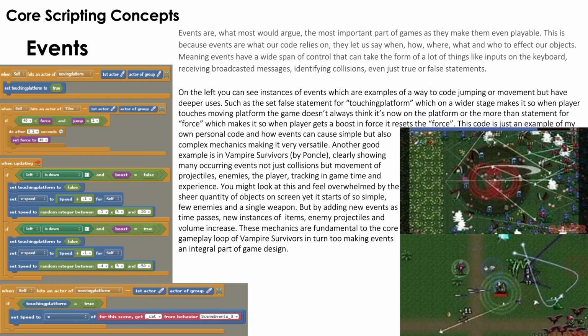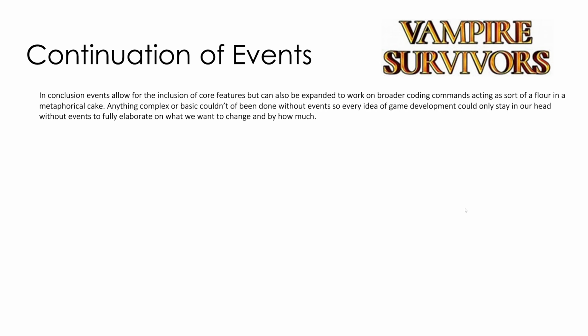Another good example is Vampire Survivors by Ponko, clearly showing many occurring events, not just collisions but movement of projectiles, enemies, the player, tracking in-game time and experience. You might look at this and feel overwhelmed by the sheer quantity of objects on screen, yet it starts so simple, few enemies and a single weapon, but by adding new events as time passes, new instances of items, enemies, projectiles, and volume increase. These effects are fundamental to the core gameplay loop of Vampire Survivors, in turn making events an integral part of game design.